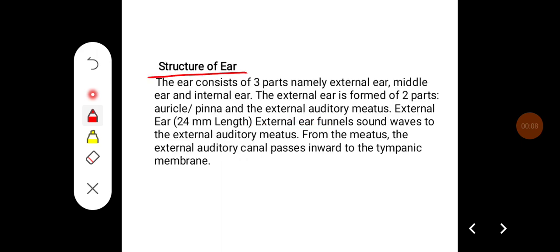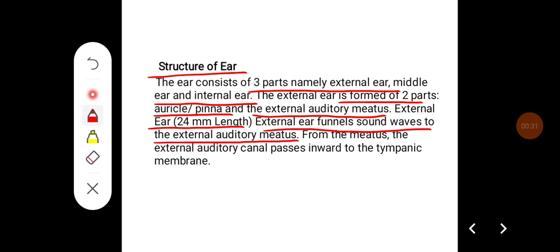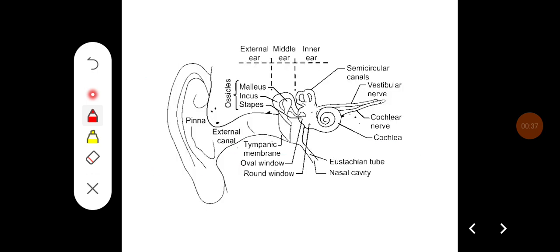Structure of the ear. The ear consists of three parts, namely external ear, middle ear, and internal ear. External ear is formed of two parts, that is auricle or pinna and external auditory meatus. The external auditory meatus is 24 millimeters in length. External ear funnels sound waves to the external auditory meatus. From the meatus, the external auditory canal passes inwards to the tympanic membrane.